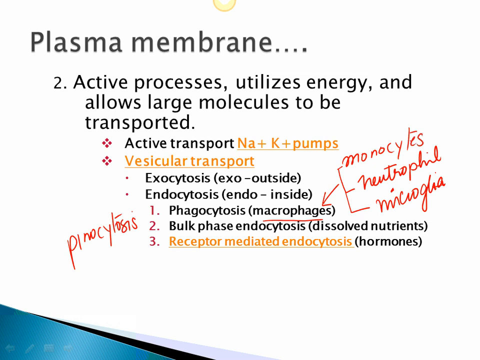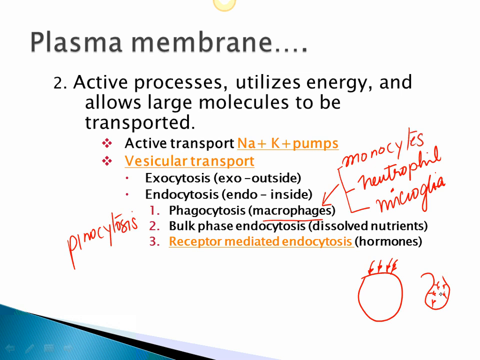The third example is what is called receptor-mediated endocytosis. So on the surface of the cell, there are certain receptors which will react only to certain substances. This usually is seen when hormones have to be taken inside by a target cell. So the hormone will come and interact with the receptor, the specific hormone to the specific receptor. This will then form a little vesicle like this. And then this vesicle kind of goes inside and then the cell membrane joins that way.